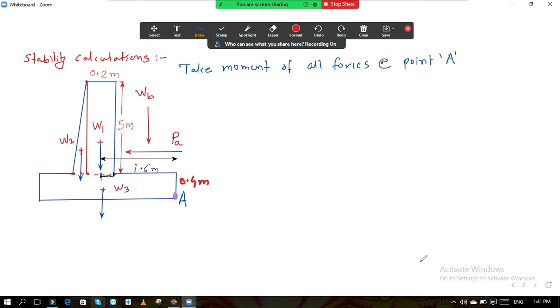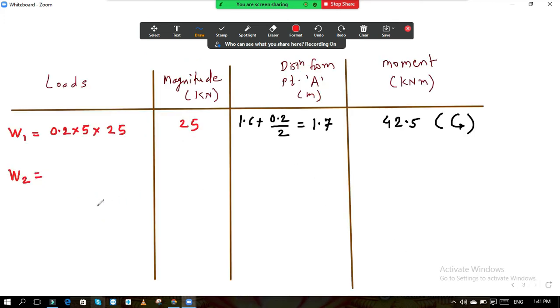Okay, so now W2 is equal to half into base 0.2 into height 5 into density of concrete 25. It is also made up of concrete, so its value is 12.5 kilonewton. And now the distance from point A.